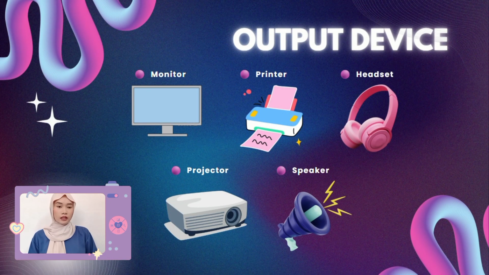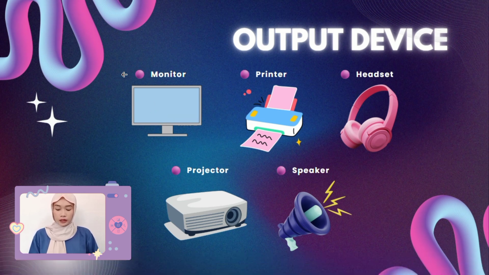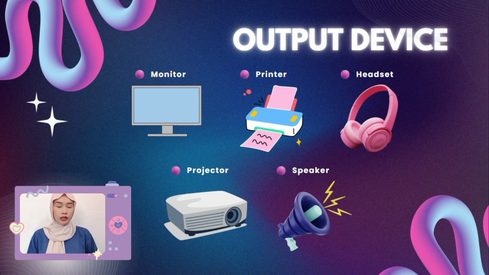And then the last type of hardware is output devices. Output device is used to display the result of data processing by a computer. The example of output device is monitor that is used to display image or video or text, just like the monitor we have on our laptop. And the second example is printer. Printer is used to convert our digital data to physical forms.